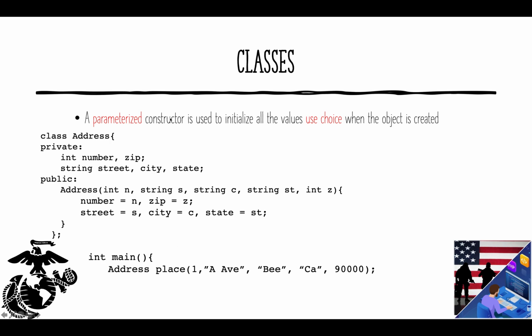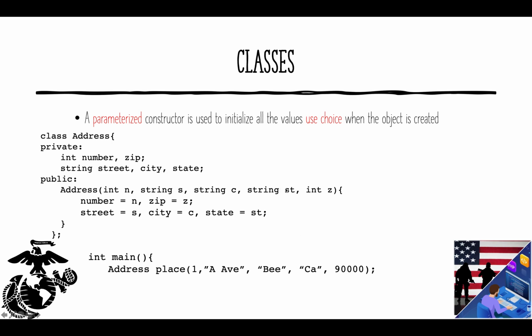parameterized constructor, and it is used to initialize all the values that the user chooses when the object is created. So this is in main, int main, they're creating an object called place, and in order, the first thing they're passing in is int n, which gets assigned to number. The next thing they're passing in is string s. S is the street, so the second parameter is an avenue. The third parameter, string c, is going to be the city, so c is assigned to city. So we have 1, A Avenue, the city of B.